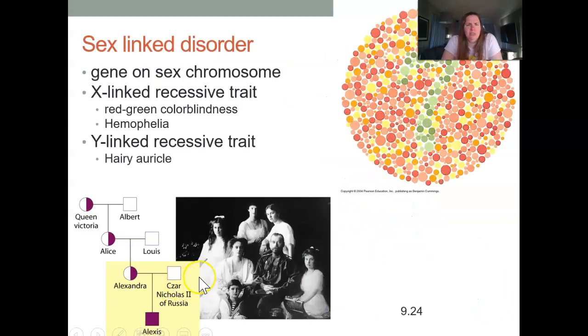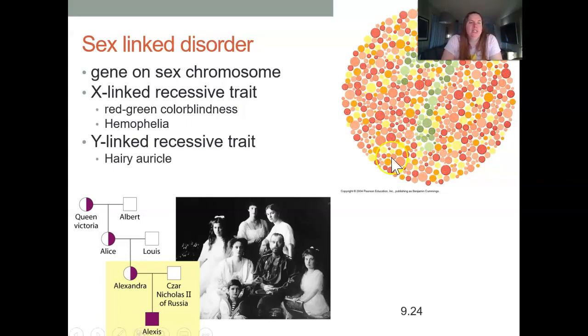Let's look at an example. One example is color blindness. If you can't see the number 7 in this circle, that means you're colorblind. Colorblindness is a perfect example of a sex-linked trait, and it's much, much more common in males than females, because it's a sex-linked trait.